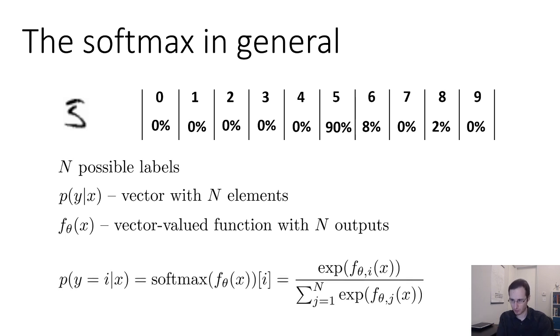So the softmax gives you the ith label, so p of y equals i given x is the ith entry in the softmax function. The softmax function takes in a vector and outputs a vector. And the ith entry of that outputted vector is the exponential of the ith output of f of x divided by the sum over all the dimensions of the output of f of x exponentiated. Right? So this is the softmax function, and its sole job is to make the numbers positive and to make them sum to 1.